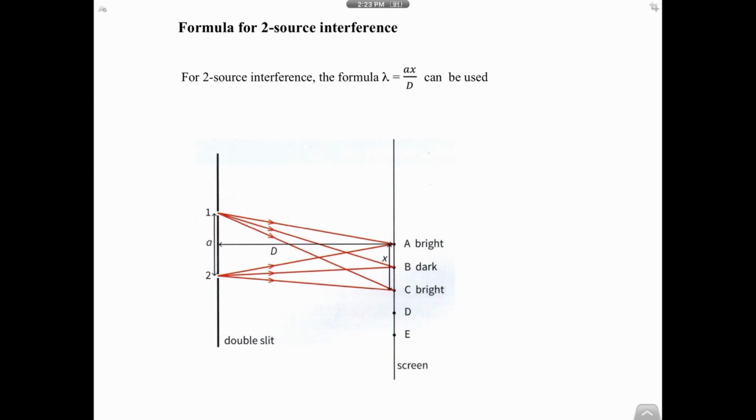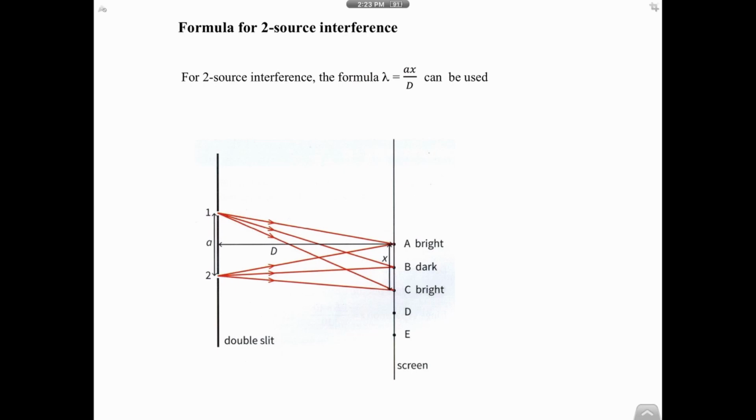So for two source interference, which is interference between two waves only, both waves must come out generally from the same direction like that, then only we can use this formula, lambda equals ax over d. Now what does the lambda represent? The wavelength of the wave that you use. A represents the separation of the sources, which is from center to center.